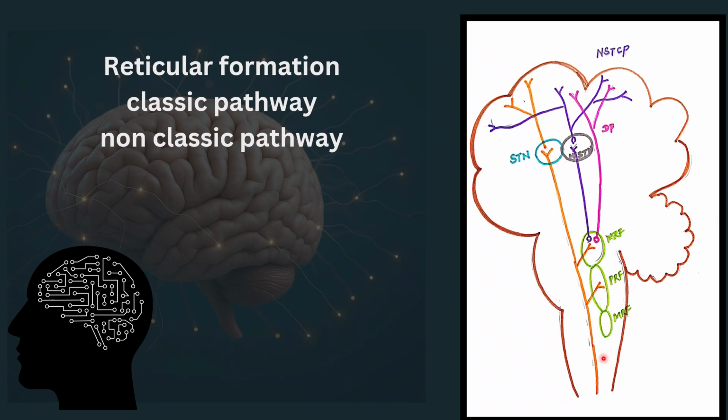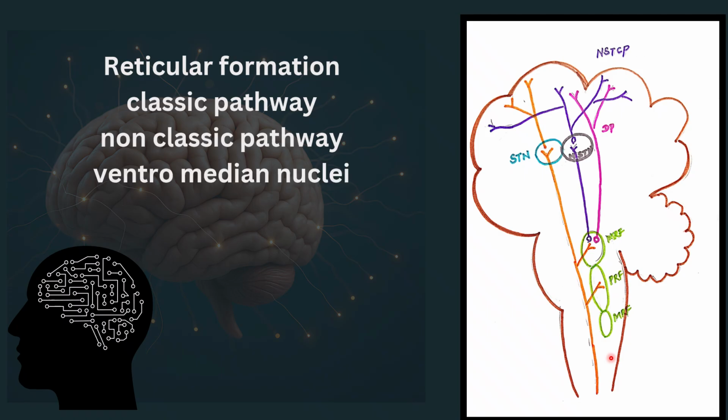And the descending reticular formation comes from the medullary reticulospinal tract and pontine reticulospinal tract. The medullary reticulospinal tract increases the tone of the extensor muscles. The pontine reticulospinal tract decreases the tone of the extensor muscles. So this is important for maintaining the tone of the muscles and posture. So this is also important for motor activities.